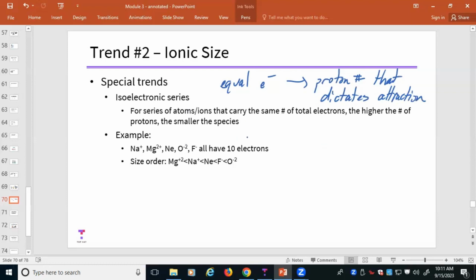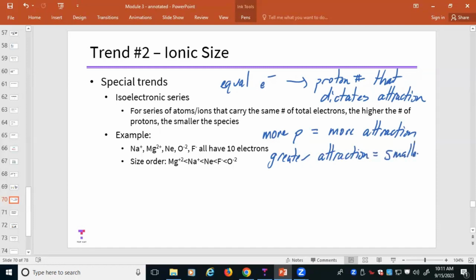And so more protons equals more attraction, and greater attraction is going to lead to smaller species.